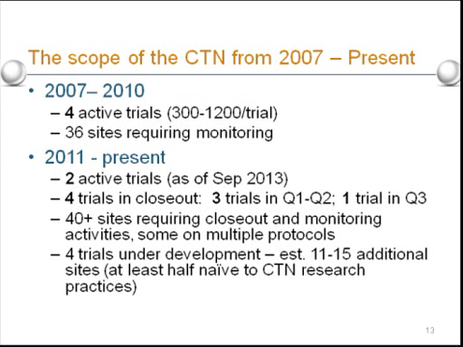So from 2007 to 2010, we had about 4 active trials, 36 sites requiring monitoring, and there were 300 to 1,200 participants in each trial.